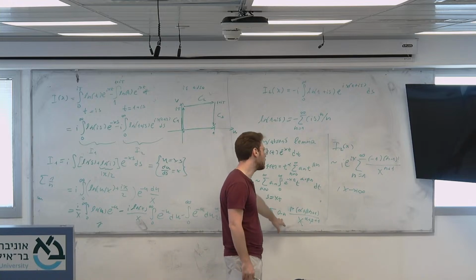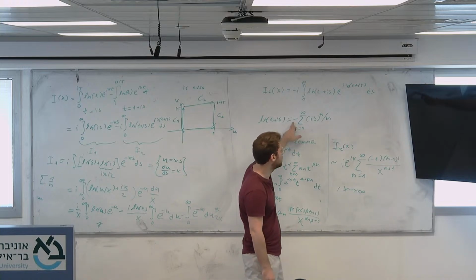It's the a_n's. The a_n's give you the minus 1.